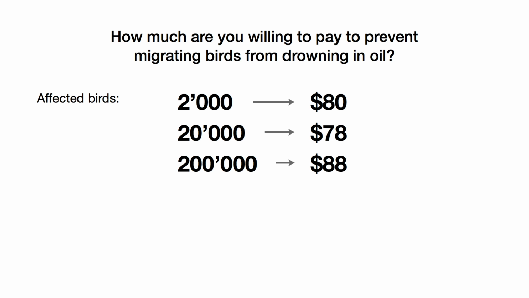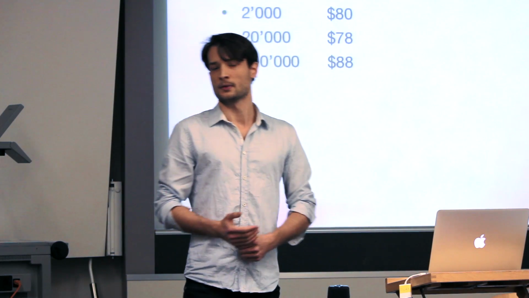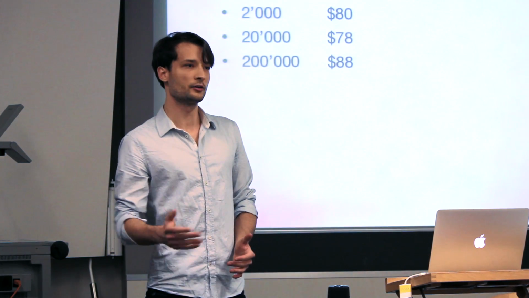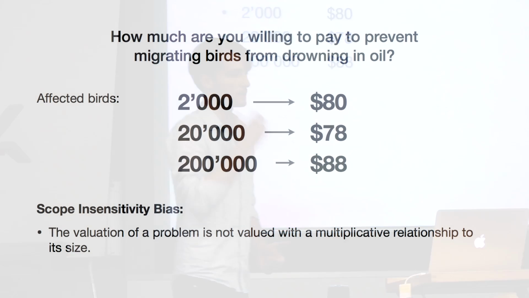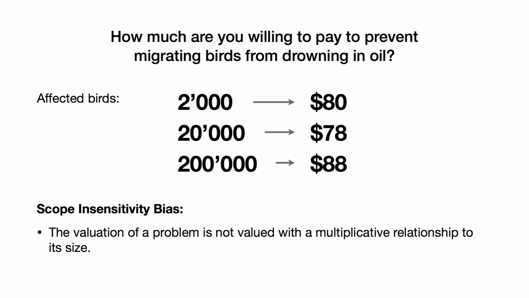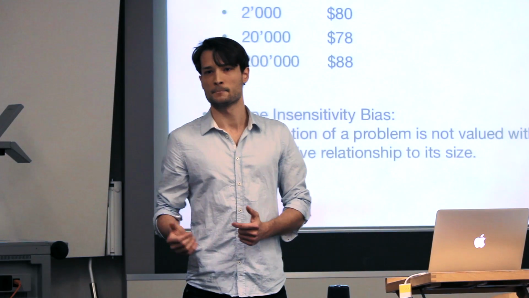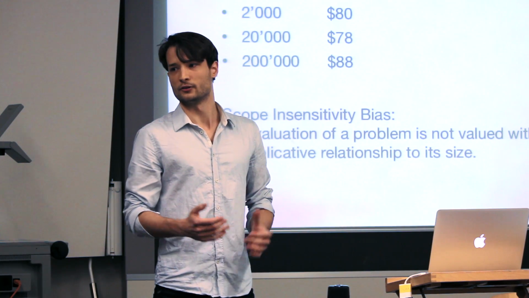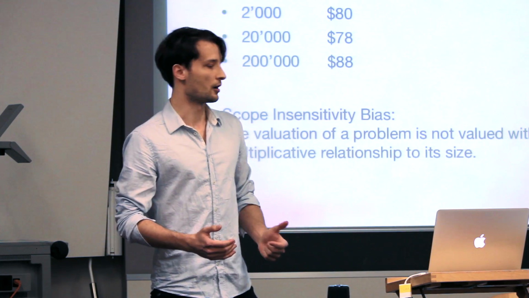People answered on average that they would be willing to donate between $78 and $88, which is weird because one would think if someone is interested in helping these birds, they would be willing to donate more money when more birds are affected, but it seems that people are not really taking the numbers into account. So this bias is called scope insensitivity, which occurs when the valuation of a problem is not valued with a multiplicative relationship to its size. Now we can imagine what kind of catastrophic consequences such a bias can have if we are judging about life and death and when the numbers are so high.